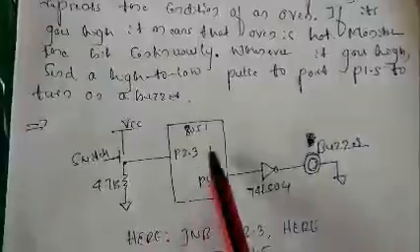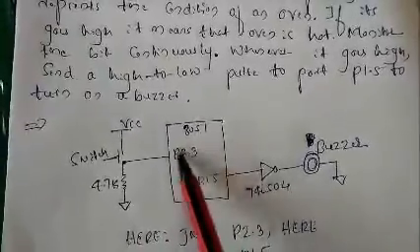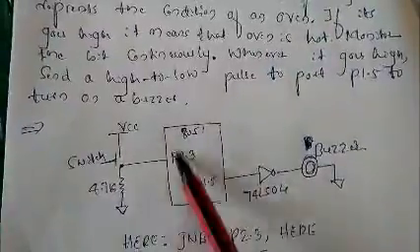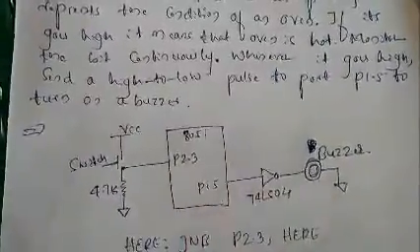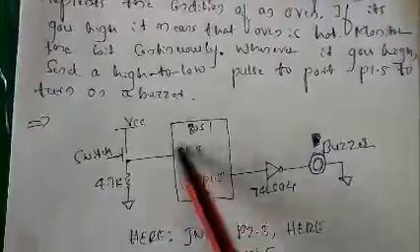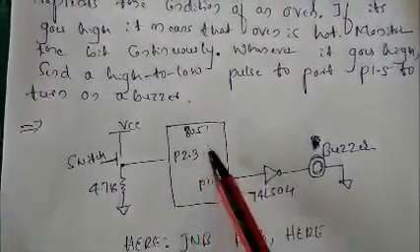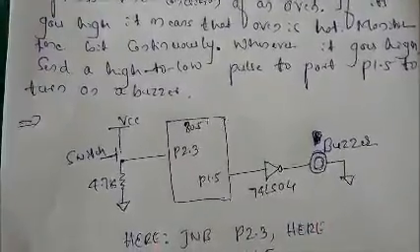Is it clear? Once it becomes P2.3, is it clear? So that condition is saying that it is the oven here. This state is the one he is considering. So if it is logically 1 here, at that time I need to send a high to low pulse.